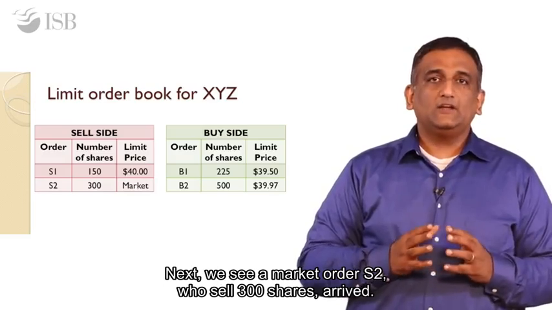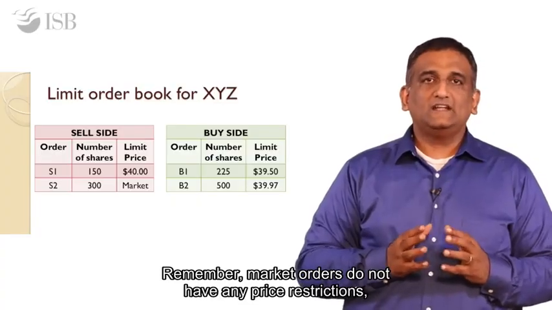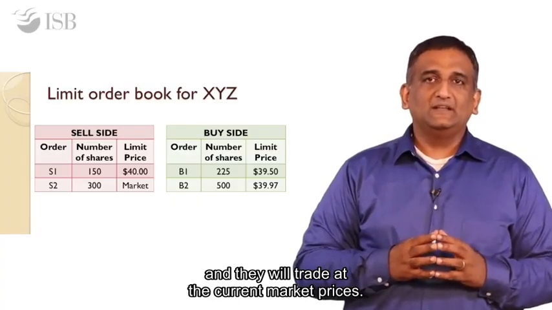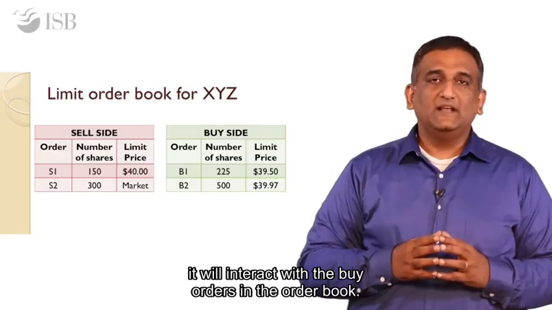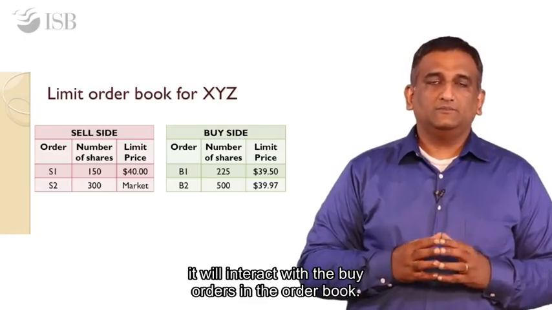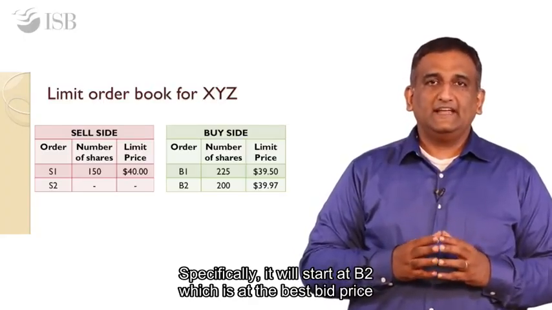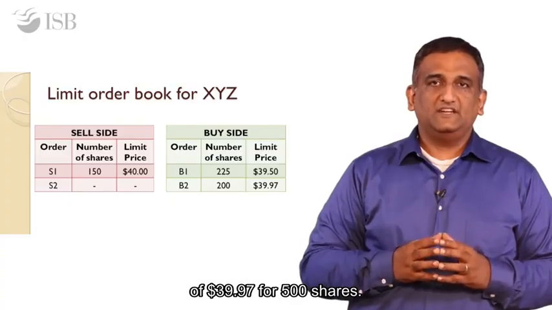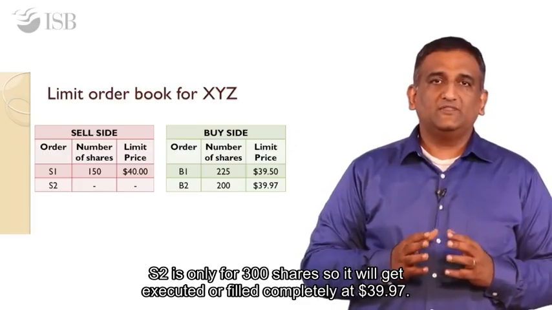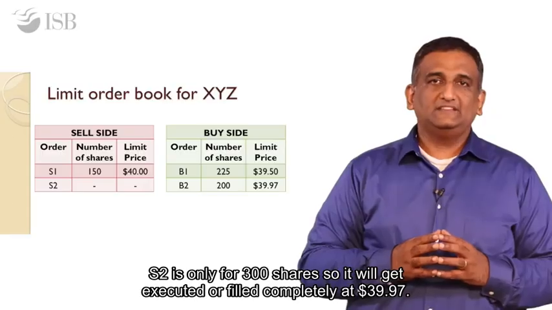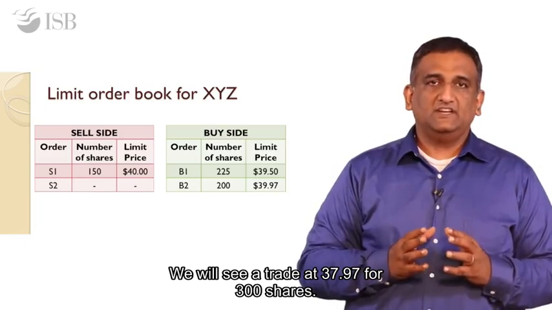Next, we see a market order S2 to sell 300 shares arrive. Remember, market orders do not have any price restrictions and they will trade at the current market prices. Since this is an order to sell, it will interact with the buy orders in the order book. Specifically, it will start at B2, which is at the best bid price of $39.97 for 500 shares. S2 is only for 300 shares, so it will get executed or filled completely at $39.97. We will see a trade at $39.97 for 300 shares.